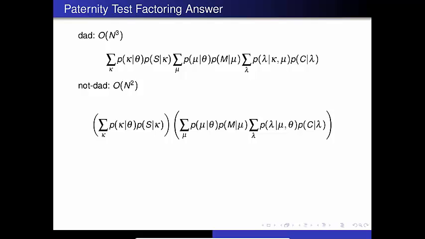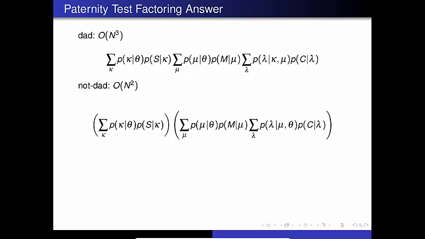If you say, for example, P of C given theta, it actually depends on all these pieces, right? Because C depends upon lambda, which depends upon kappa, and mu, which depend on theta. So it's a whole bunch of pieces to get through from theta down to C, right?